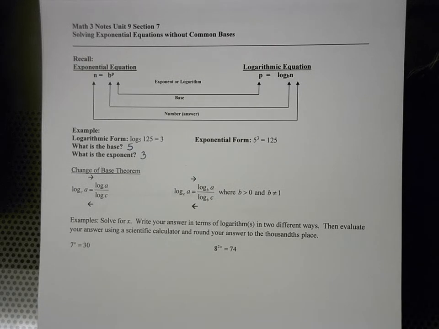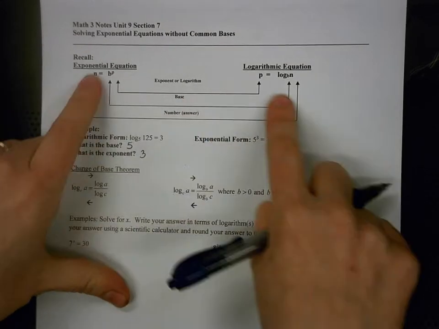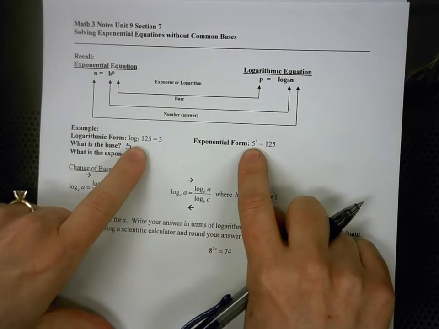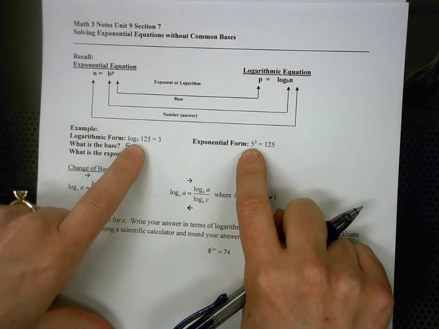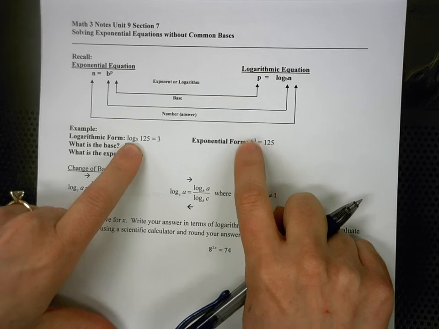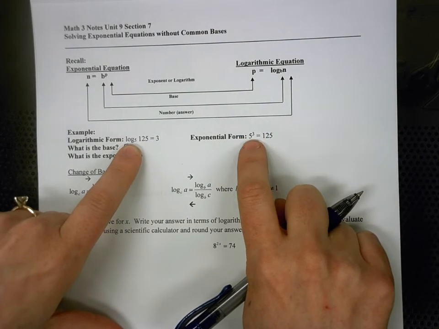Math 3, Unit 9, Section 7, solving exponential equations without common bases. So this is just a review of vocabulary at the top. Remember that the small number is your base in logarithmic form, but we call it a regular size number in exponential form.